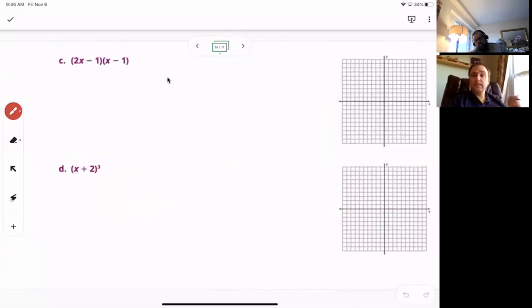I think for C, they can do the same thing. They can do that. We're going to have confidence in them. For D, I think we might need a little support. Would it make sense to give some support by suggesting that, oh man, something cubed means that we're looking at multiplying that by itself 3 times? So rewriting this might be really helpful as x plus 2 times x plus 2 times x plus 2.